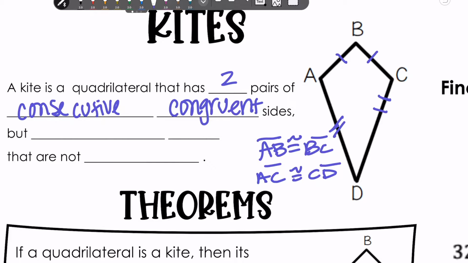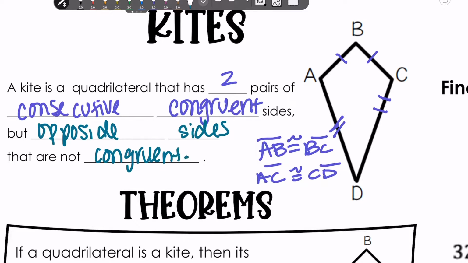All right, but guess what? The opposite sides are not going to be congruent. So unlike a parallelogram, AB and CD they're not congruent, and we see that by our markings. All right, so now we've got 3 different theorems.